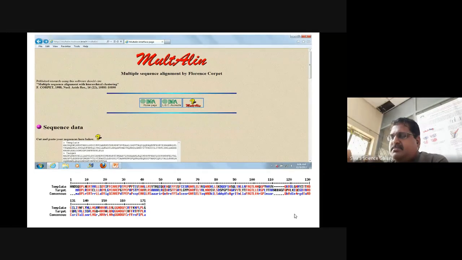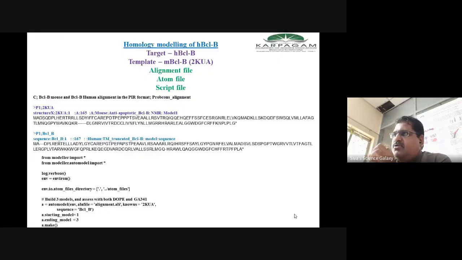And there are parameters, but at the beginning you can go with the default parameters. Just do the alignment, and you will get the sequence alignment. Okay. Now you can save it as the alignment file. Now you have the template and the alignment. Atom file is nothing but the PDB file of the template. So the atom file you also have.